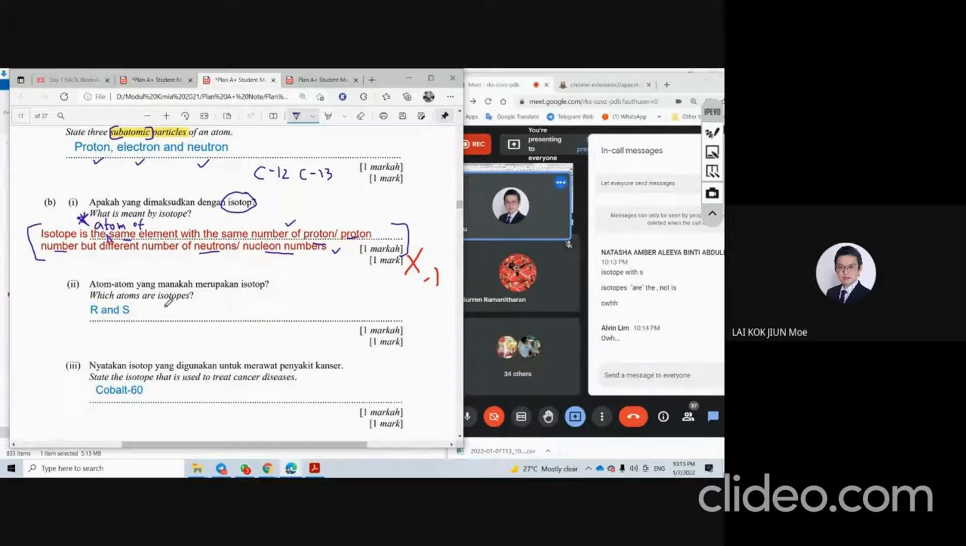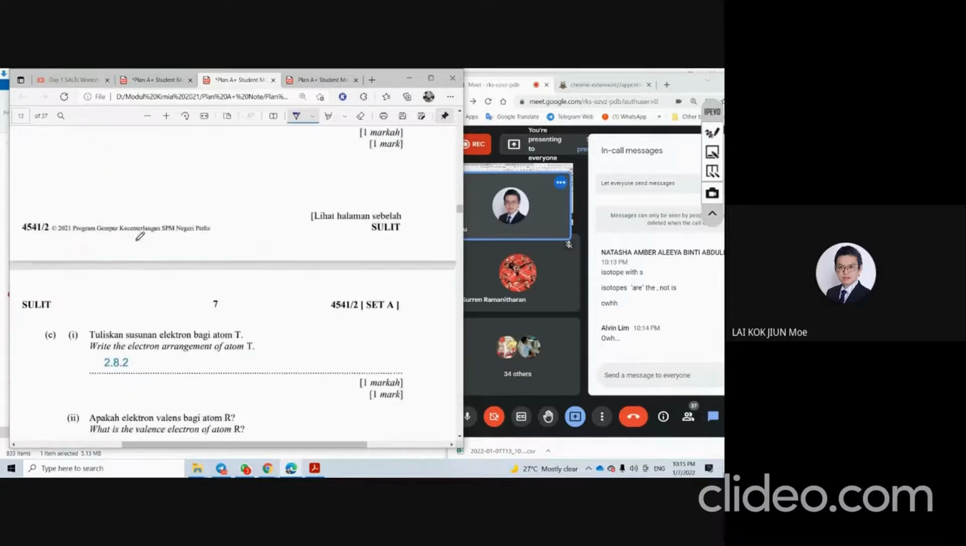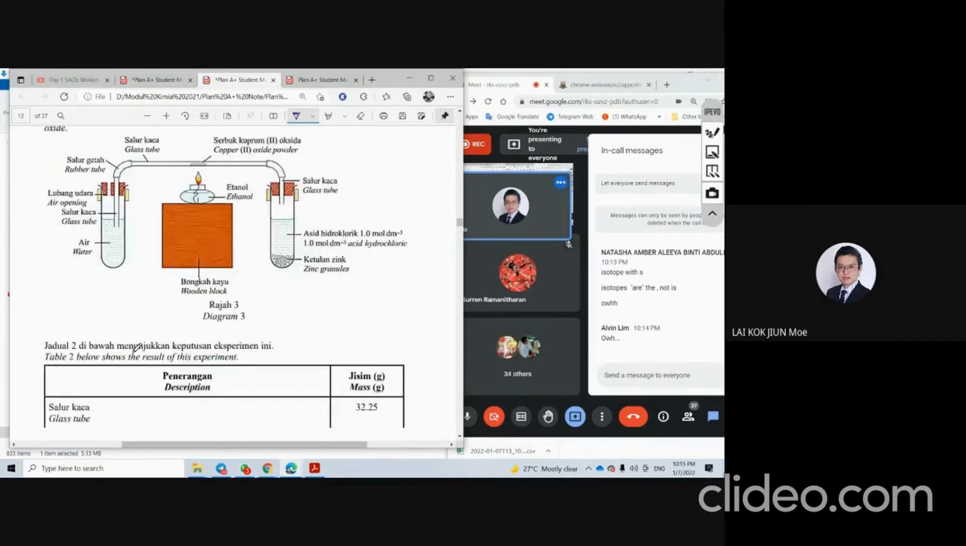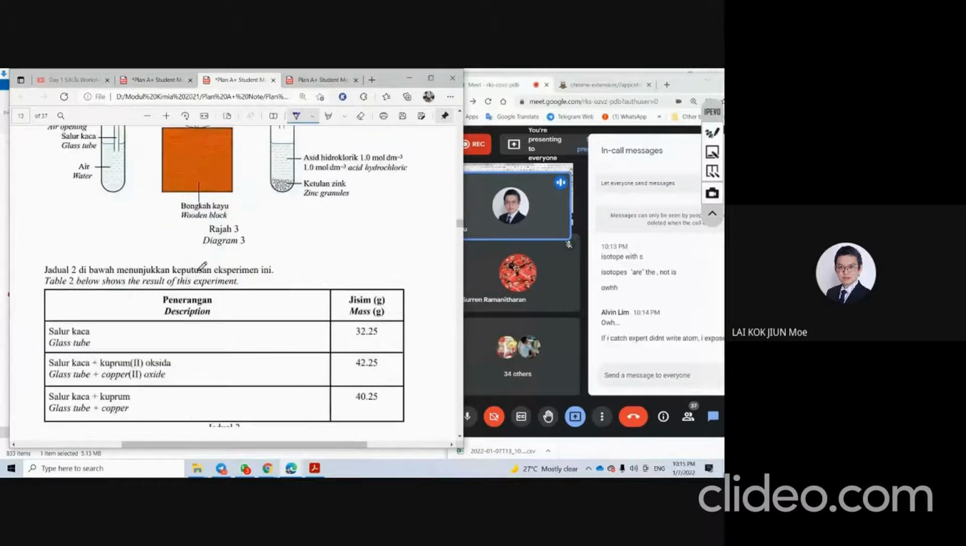Be careful. R and S correct. Carbon-60, you must mention 60, cannot say carbon only. This one 2/8, no problem. This one I think you all can do. This is the new one, empirical formula. If you check your textbook they are using this one already. Last time you used the combustion tube, a different method.